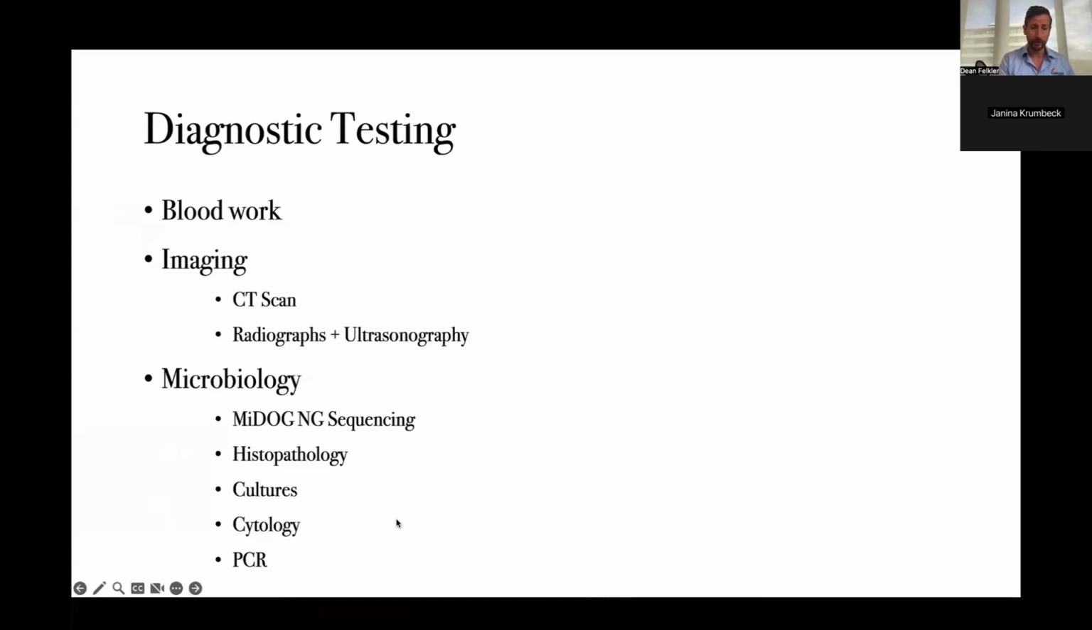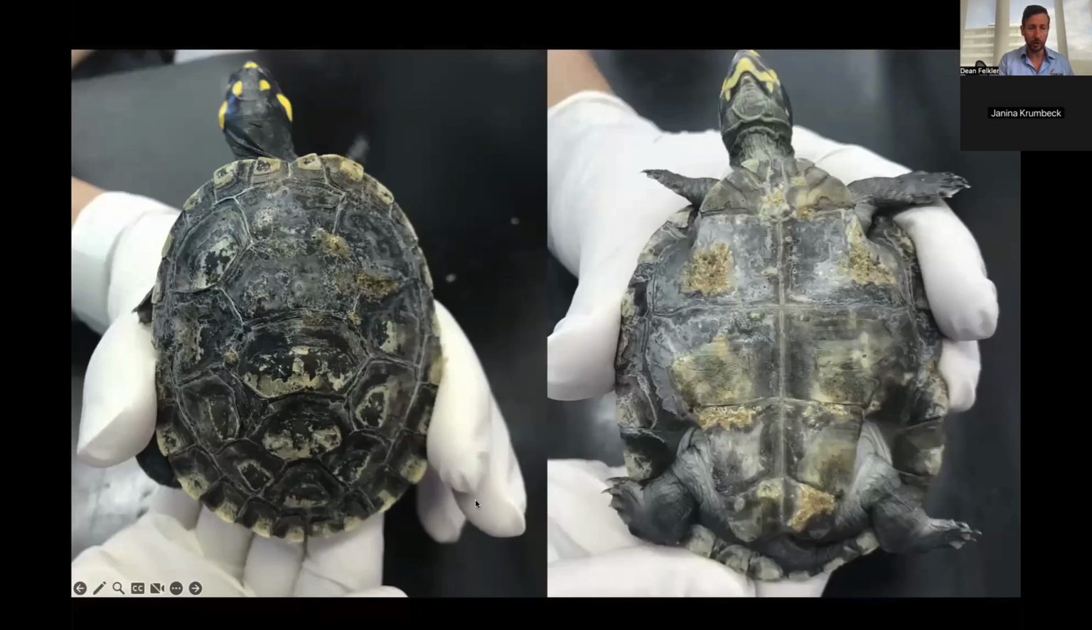So Janina, just a quick question about this actually. Some vets ask me the best way to sample this tissue. Have you got any tips for sampling a tissue for next generation sequencing for these lesions?